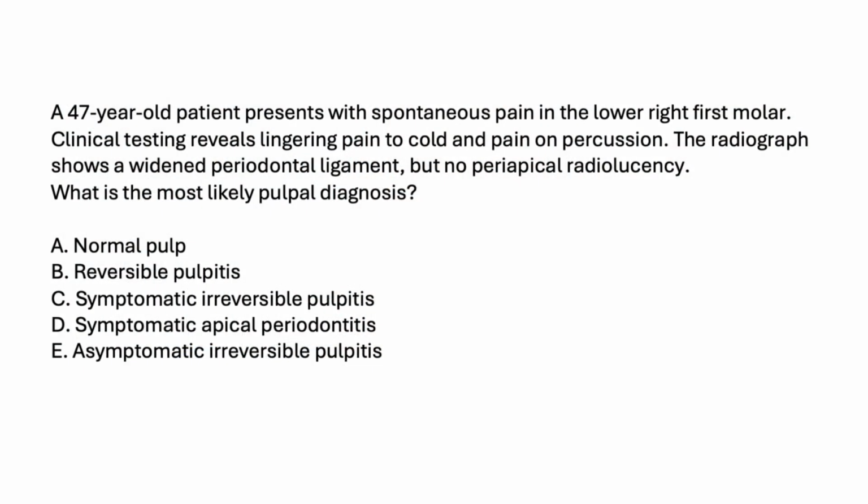So what's the best answer for this one? It's C, symptomatic irreversible pulpitis. The other answers either don't match the symptoms correctly, ignore key findings, or answer the wrong question, like answer choice D, which is technically not incorrect. This is correct information. The tooth does in fact have symptomatic apical periodontitis, but again, that's not what the question is asking us to tell them. We're looking for the pulpal diagnosis, not the periapical diagnosis.